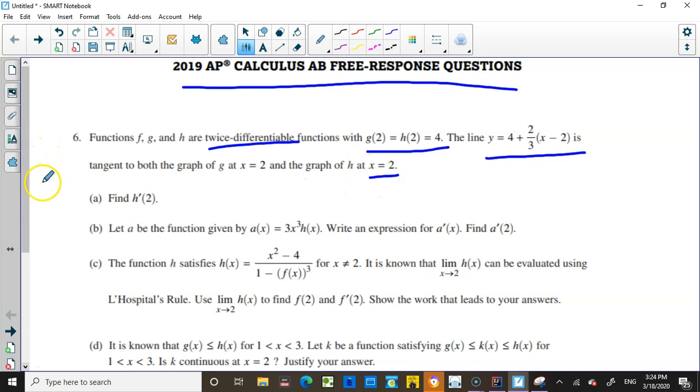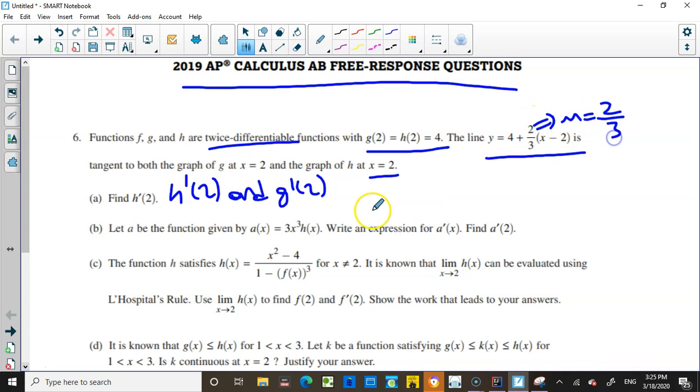Alright, let's focus on part A. In part A we're being asked to figure out what h prime of 2 is. If this line is tangent to both the g and h functions at x equals 2, then the slope of this line has to be equal to both h prime 2 and g prime 2. We can easily determine the slope of this line, which is equal to 2/3. So h prime 2 must be equal to 2/3. That's the first problem.